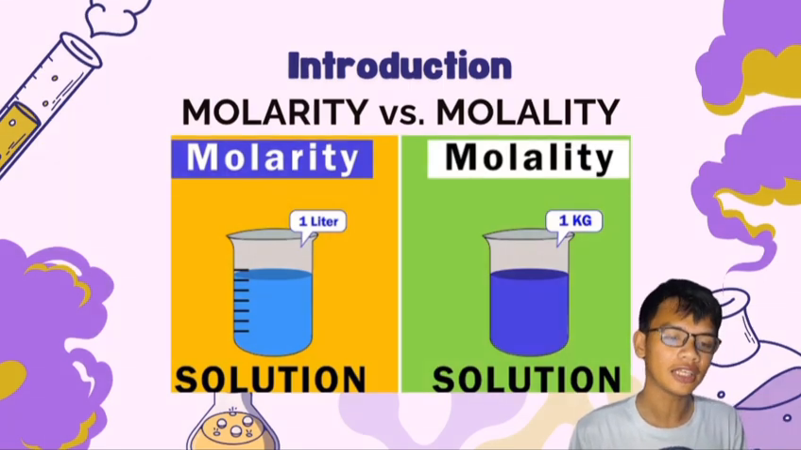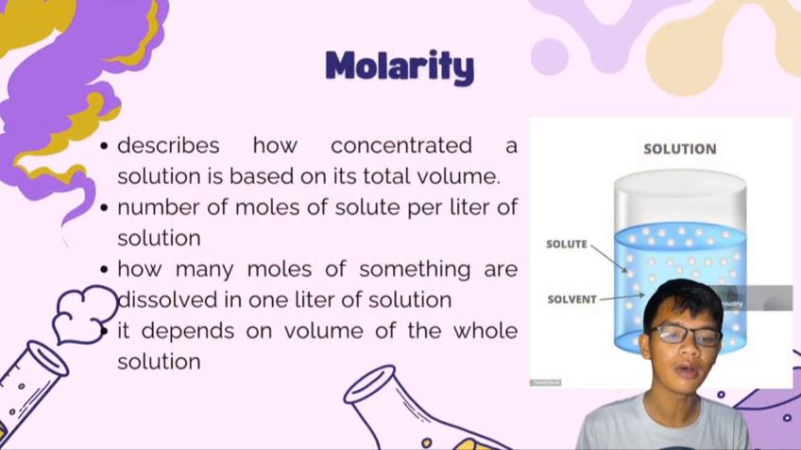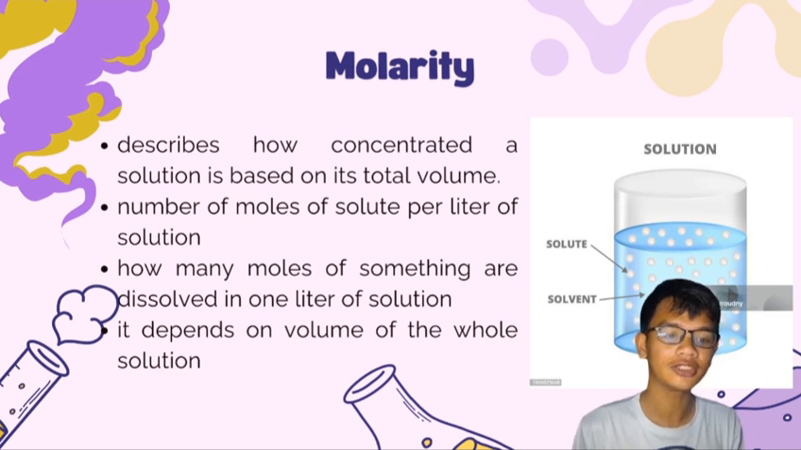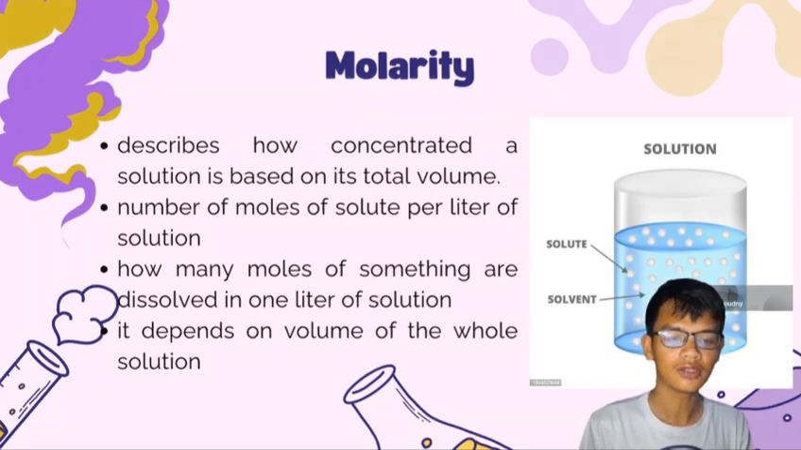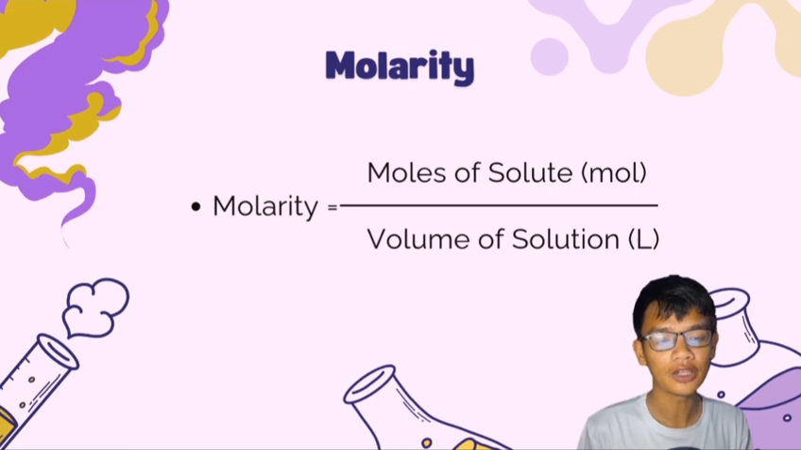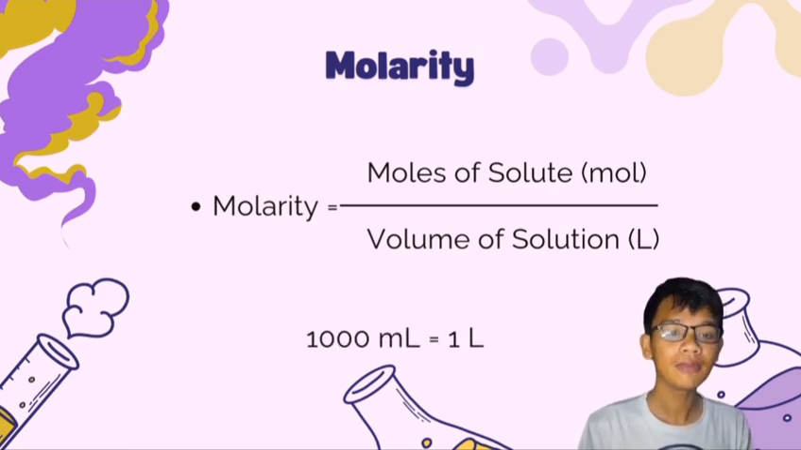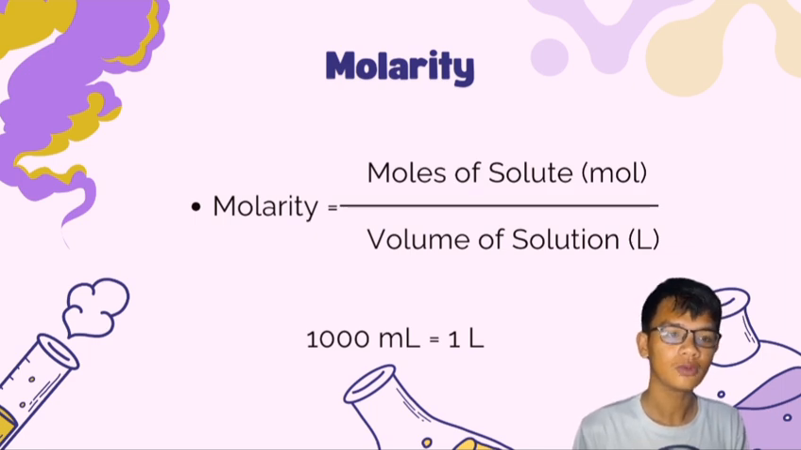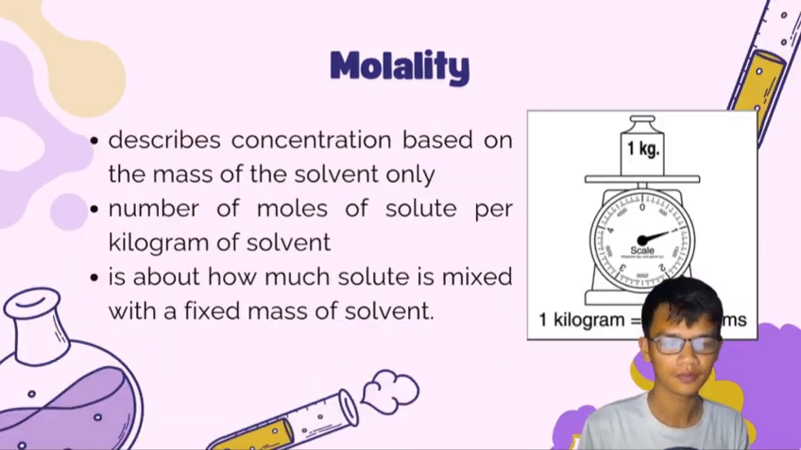Let's start with molarity. Molarity tells us how many moles of solute are dissolved in 1 liter of solution. Because it depends on volume, molarity can change when temperature changes, since liquids expand or contract. The formula for molarity is simple. Moles of solute divided by liters of solution. Just remember, always convert milliliters to liters before solving if that is what was given in the problem.